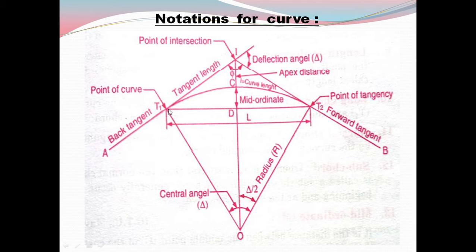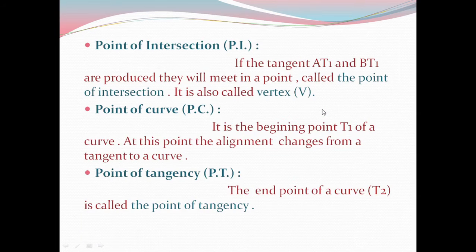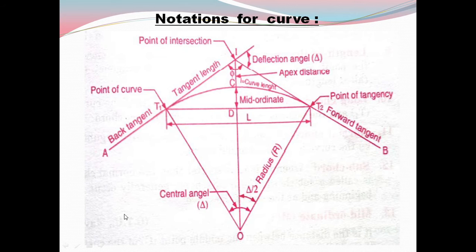Next, the starting point of the curve is called the point of curve. It is denoted by T1, and the end point of the curve is called the point of tangency, denoted as T2. So it is the beginning point T1 of a curve. At this point the alignment changes from a tangent to the curve. Next, the point of tangency is denoted by PT. The end point of the curve, T2, is called the point of tangency.